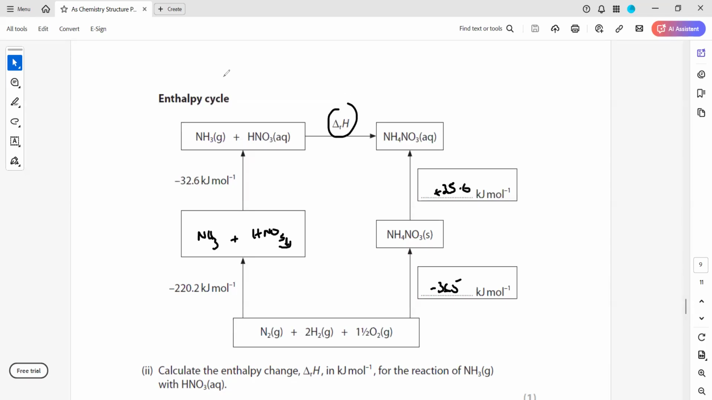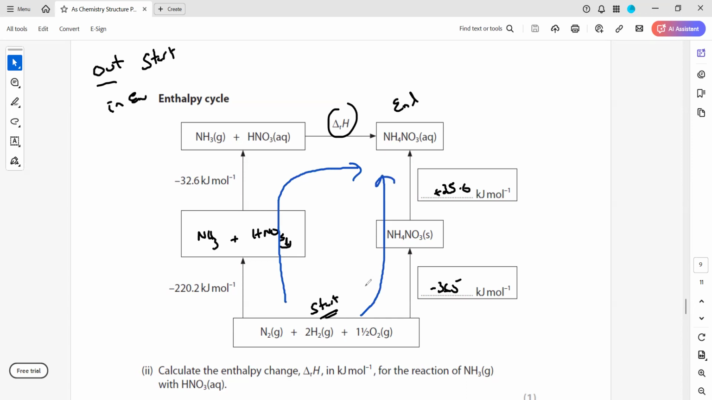Whenever you see a Hess cycle, how do you know where to start? Where the two arrows are pointing out, that is always the start of the cycle. And where the two arrows are pointing in, that is the end of the cycle. If we follow route 1 or route 2, the overall energy change is independent of the path or route we follow. So the overall energy change does not depend on how it is done.